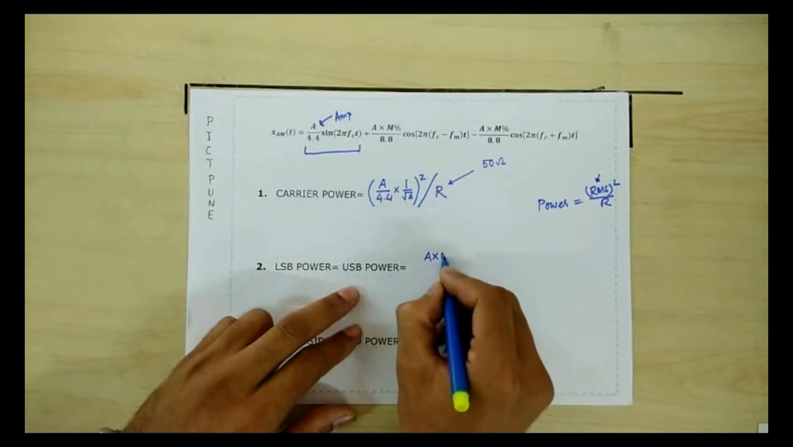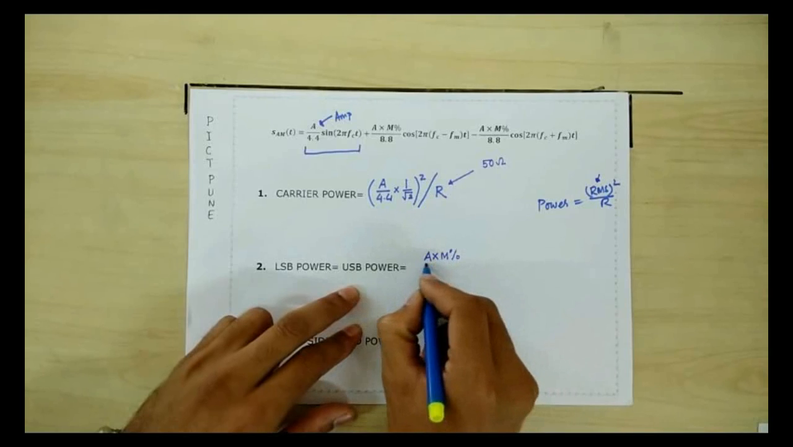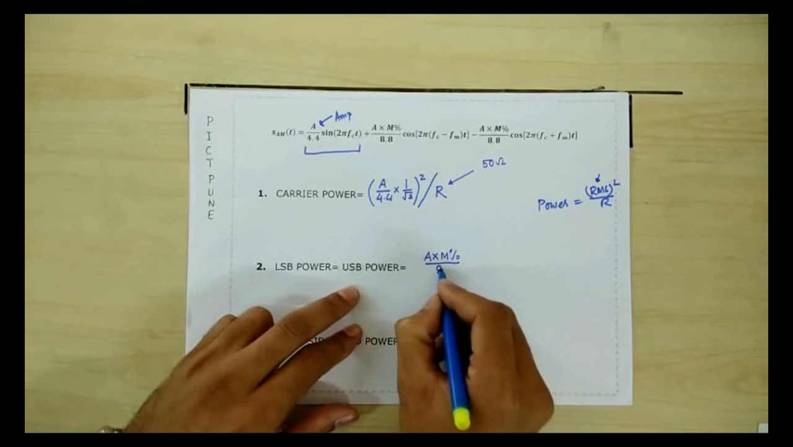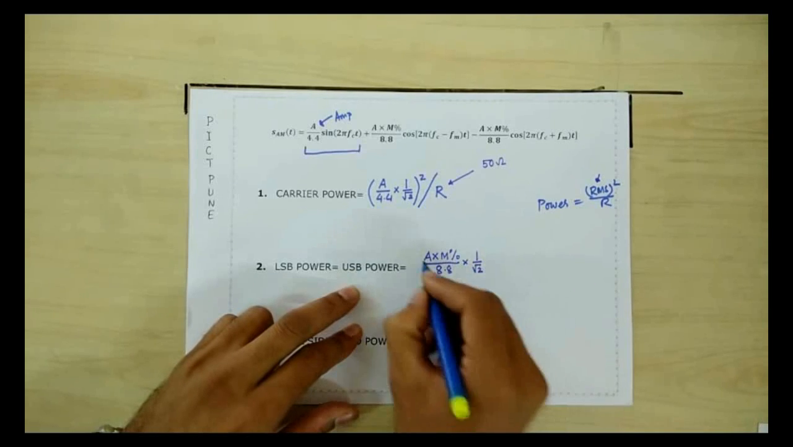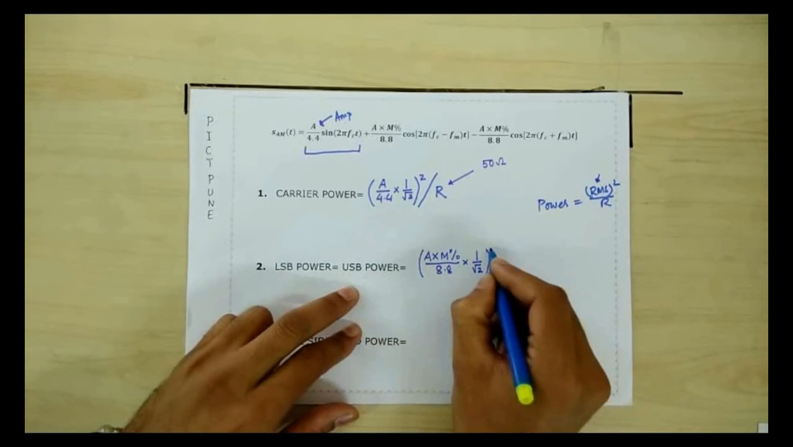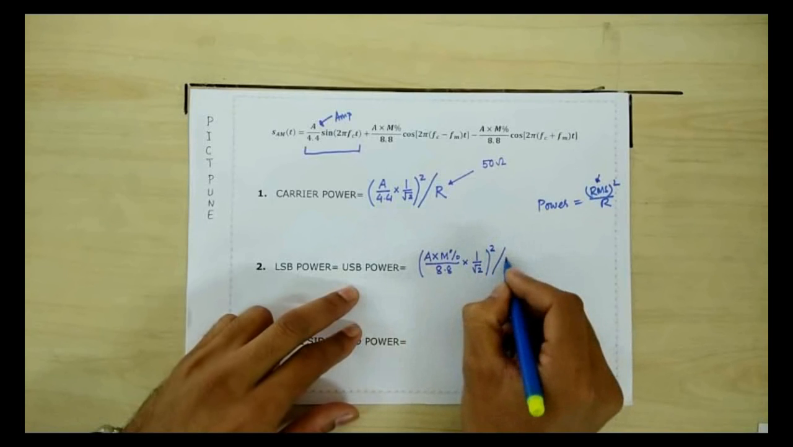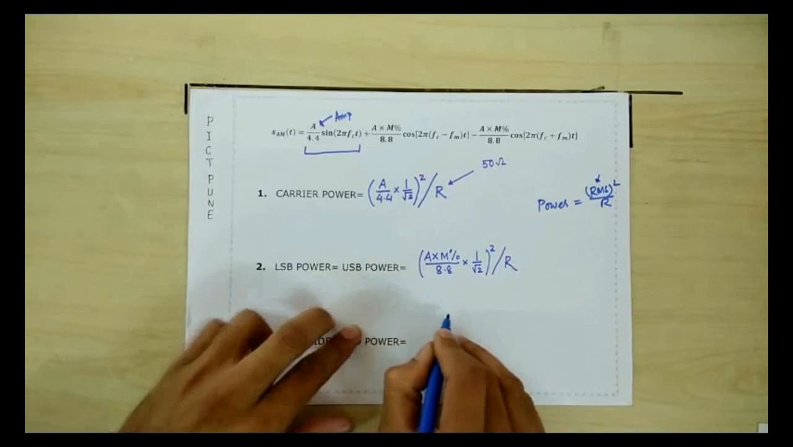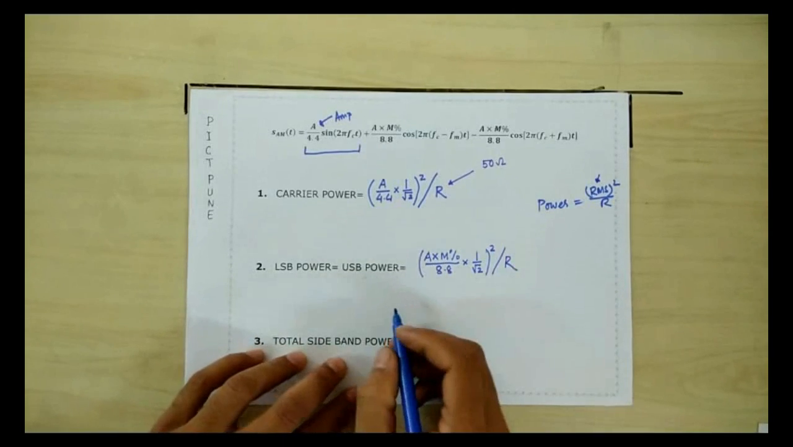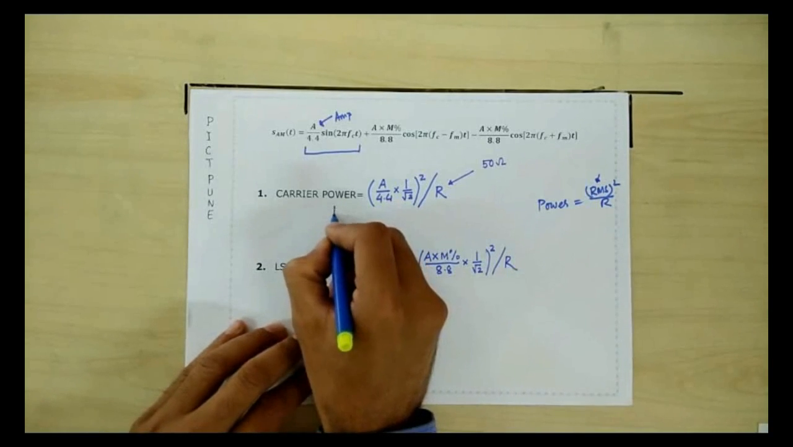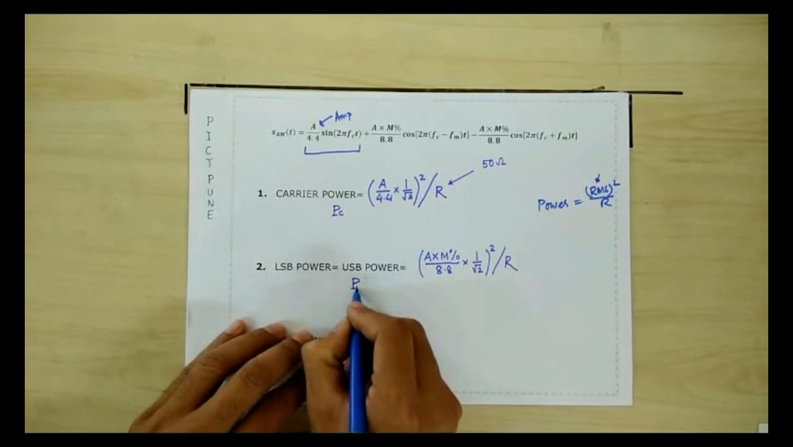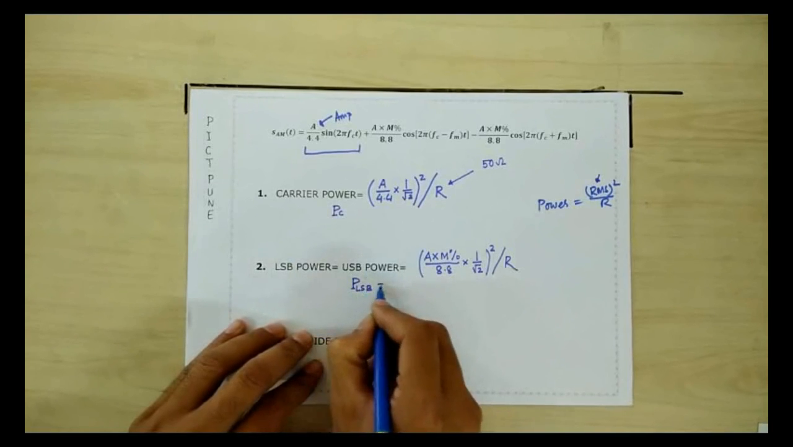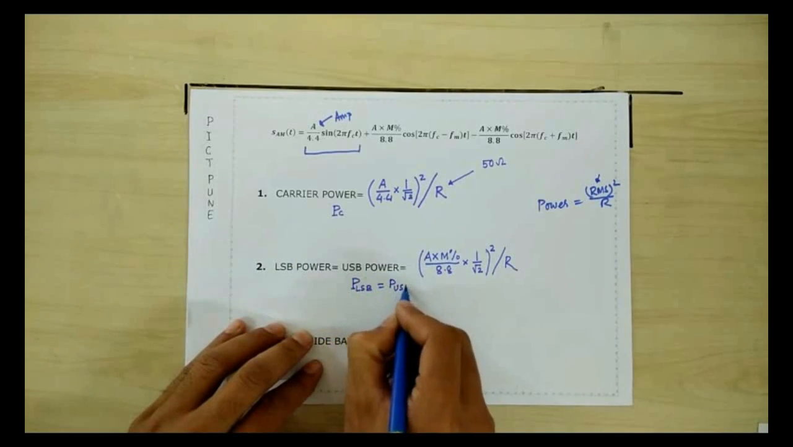Again, rewriting the same thing, this is the amplitude A into m divided by 4. We have to convert it into RMS value, so it must be this, and to make it a square, then divide by resistance. So these two powers are the same. Let's call the carrier power PC, this PLSB, which is equal to PUSB.